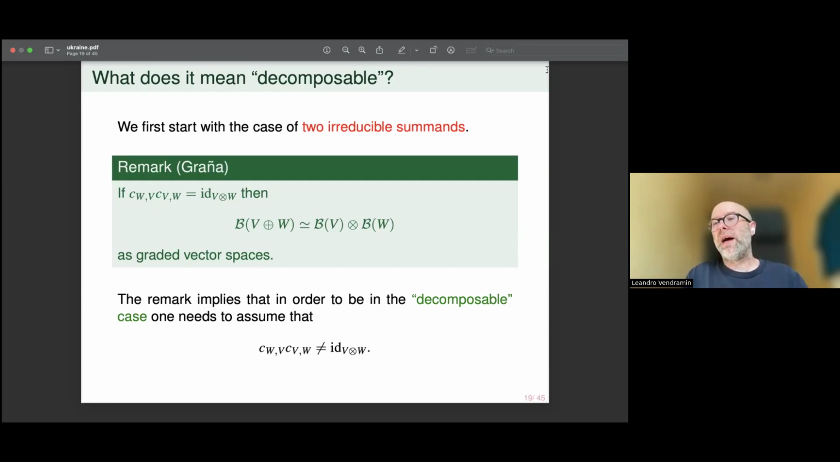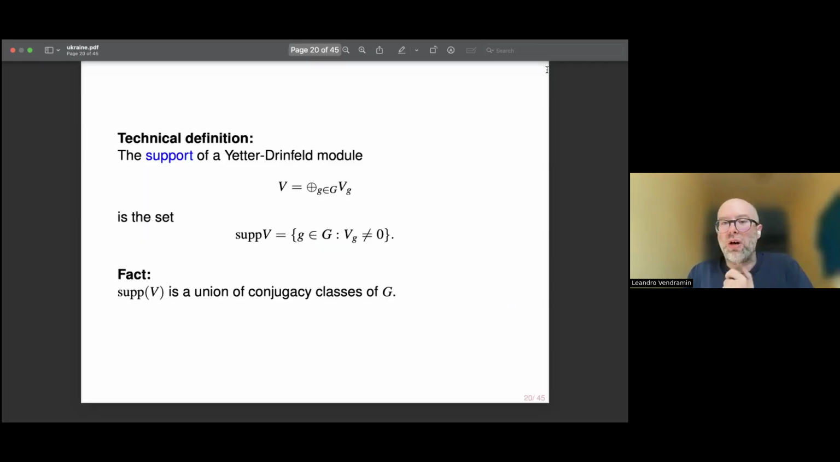So this will be my assumption for the decomposable case, at least with two summands, right? And then I need another technical definition, which is the support of a Yetter-Drinfeld module, which is the set of elements g such that the g-homogeneous component of V is non-zero. You remember that it was a G-graded G-module. And yeah, the support of a Yetter-Drinfeld module will be a union of conjugacy classes, right? Precisely this guy that I considered at the very beginning.